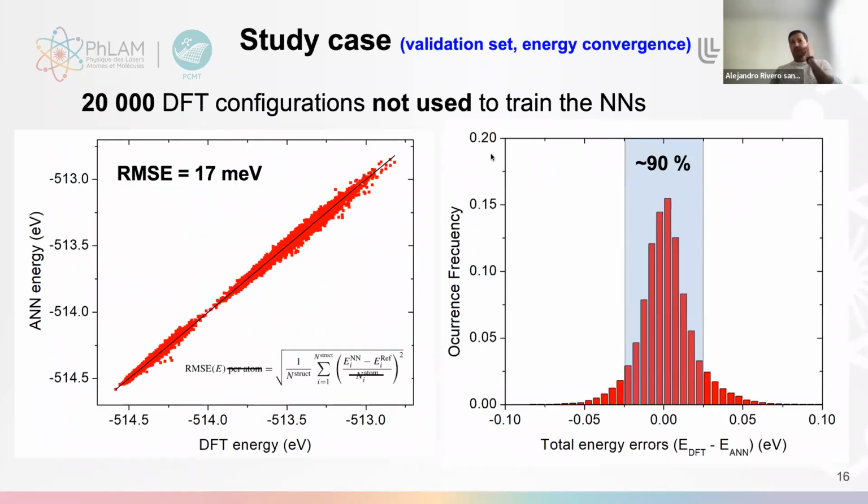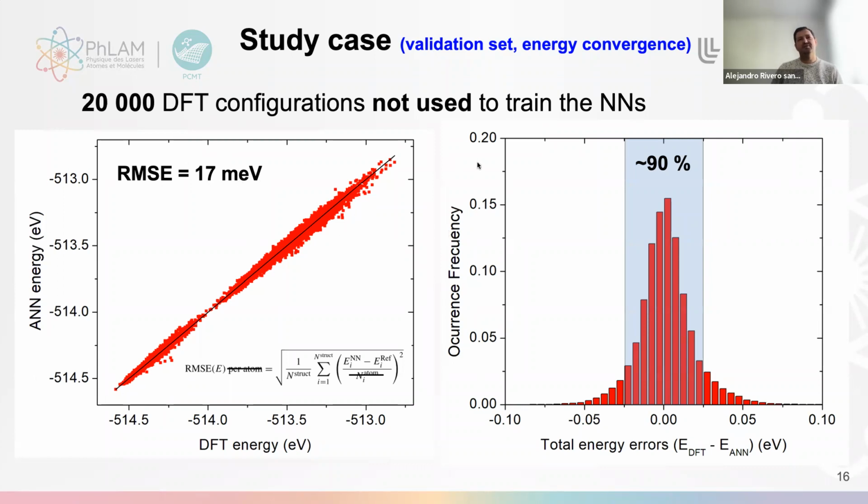So now we pass to the validation of the neural network potential energy surface, and for this we use 20,000 DFT configurations that, importantly, were not used to train the neural network. Here in the left figure I show the correlation between the neural network energy and the DFT energy. Here the correlation is very good. I represent the total error and not the error per atom. So the total error of the neural network was on average 70 millielectron volt. That is a very, very good result.